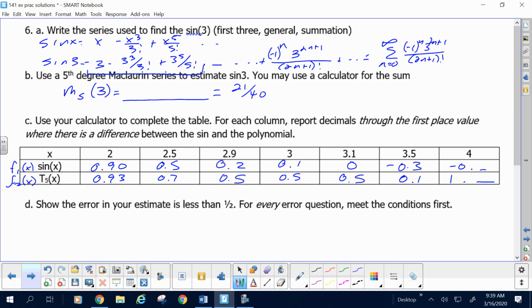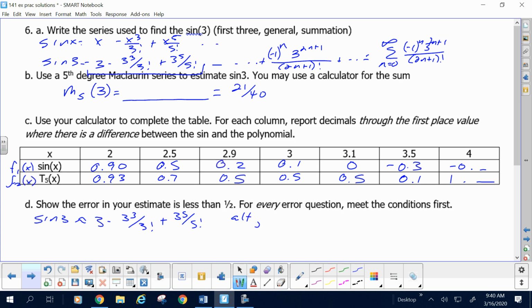Now that would be problematic if I wanted to estimate something like sine of 3. Show the error in your estimate is less than a half. So that's talking about back to the M5 estimate. First, meet the conditions. The series sine of 3 is approximately 3 minus 3 cubed over 3 factorial plus 3 to the 5th over 5 factorial, is an alternating series.